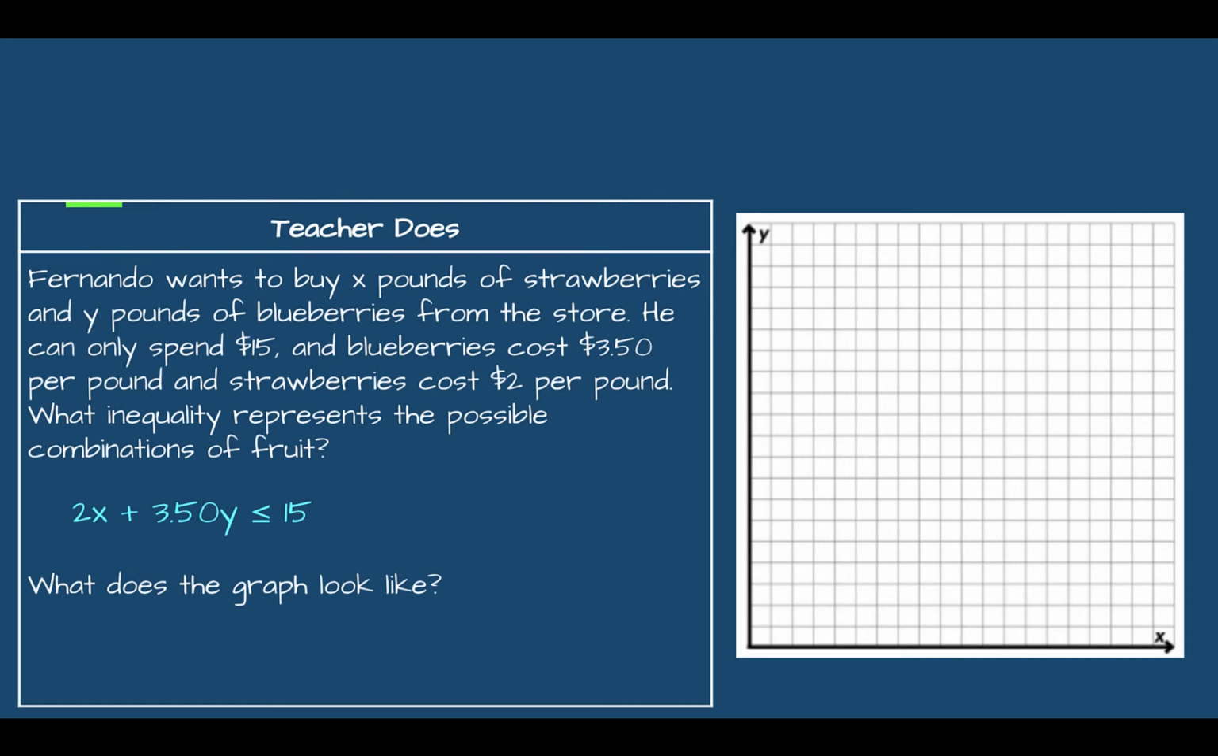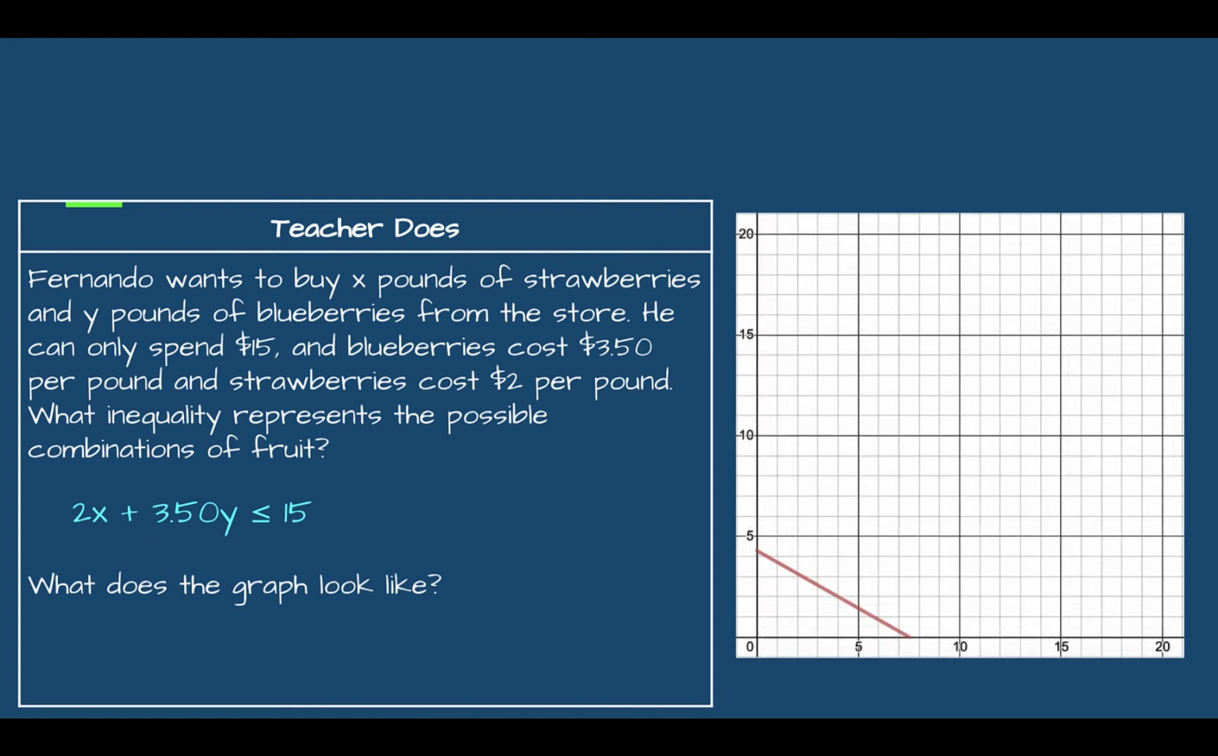So the second part to this is, what does the graph look like? The graph is our solution set. So if I go in and graph this, I would get a line that looks something like this. I chose to cut off the line at the axis because it doesn't make sense to have negative pounds of blueberries or negative pounds of strawberries. We can see from this inequality it's a solid line because of the symbol. That less than or equal to sign makes it a solid line.